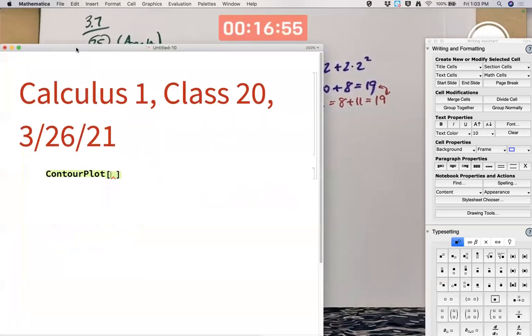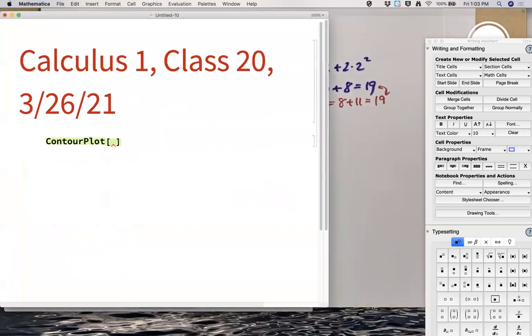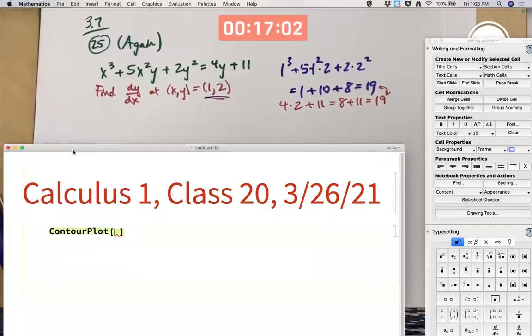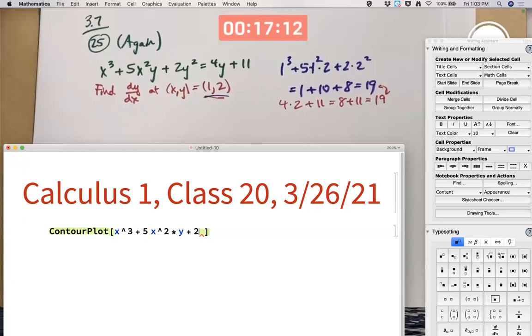ContourPlot can plot it, even without solving for y as a function of x. Type the equation in, x cubed plus 5x squared. Put a times in there. It's a good habit to do that. Times y plus 2y squared.